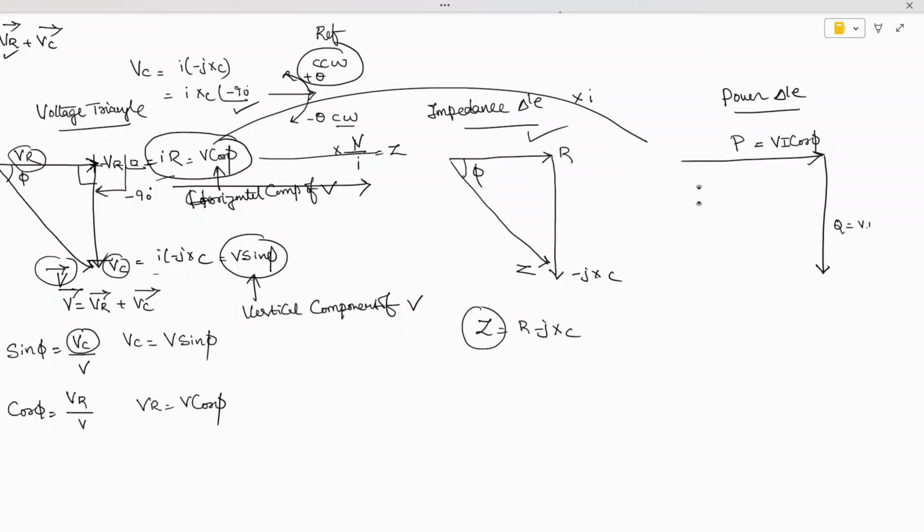This is V I sin phi, and the vector addition of P plus minus jQ we are going to get as S. The formula for S is V into I. Therefore, S is equal to P minus jQ. Okay, so here we are going to get it with an angle of minus 90.